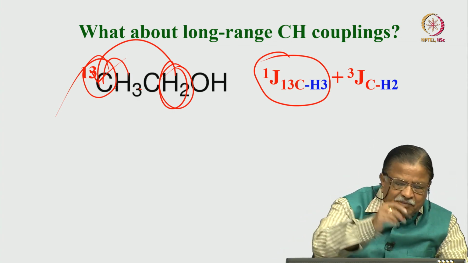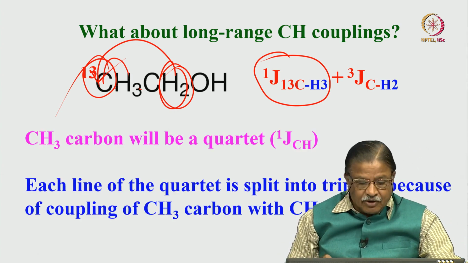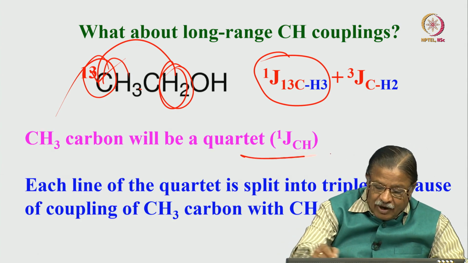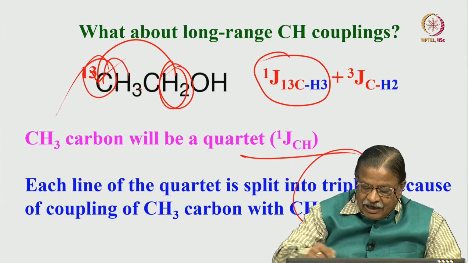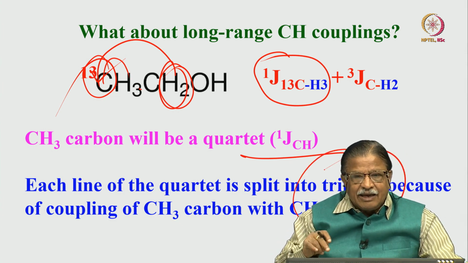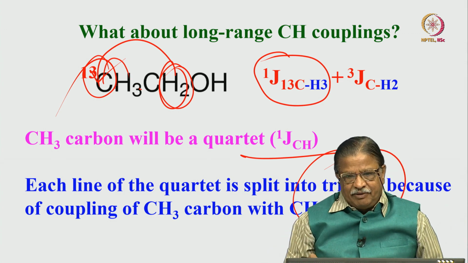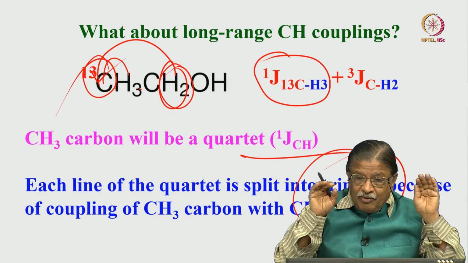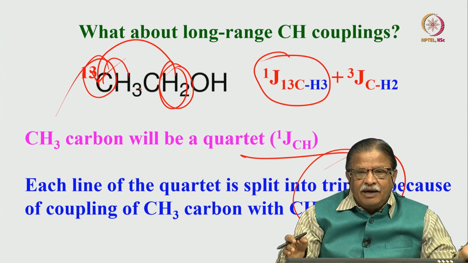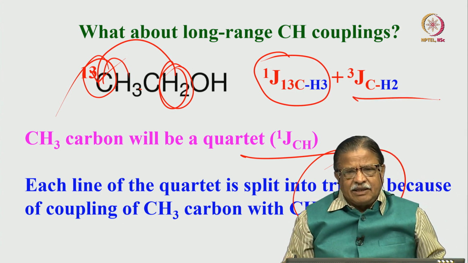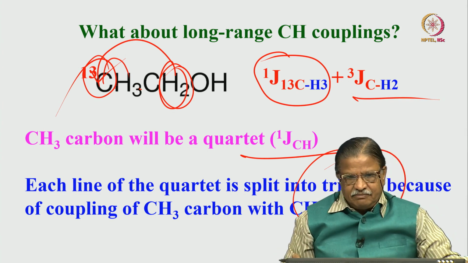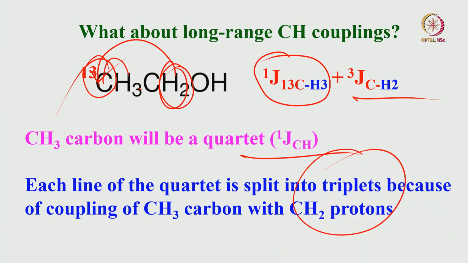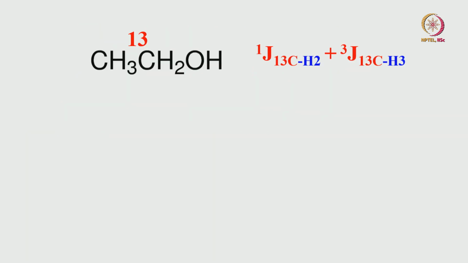So, what is the type of spectrum you are going to get for this molecule? The CH3 carbon will be a quartet, and each line of the quartet will be split into a triplet because of the CH2 proton coupling. So, you will get 1 bond CH coupling and 3 bond coupling between this carbon and these protons. Okay, not HH coupling, CH coupling. 1 bond CH coupling and 3 bond CH coupling you are going to get. This is the thing you are going to observe.